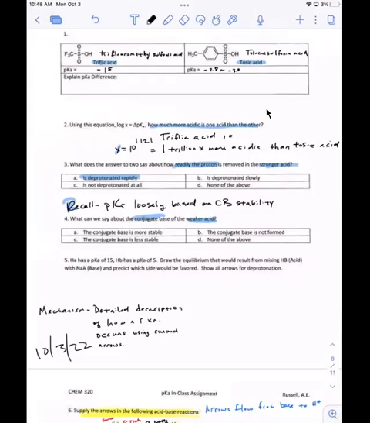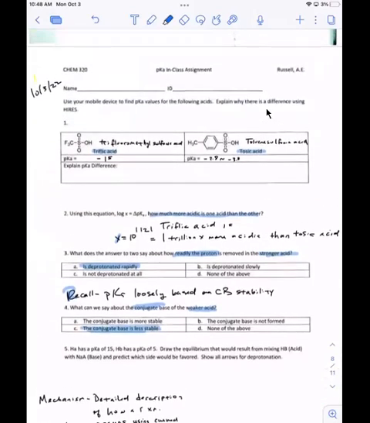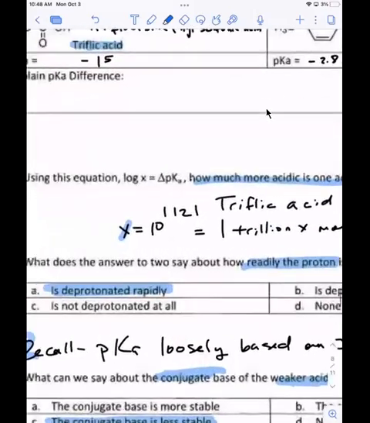What can we say about the conjugate base of the weaker acid? The conjugate base is less stable. Less stable. Good. Excellent. All right. Now we got 2 minutes, and we need to answer the question. Explain the pKa difference. All right. And we can do it.